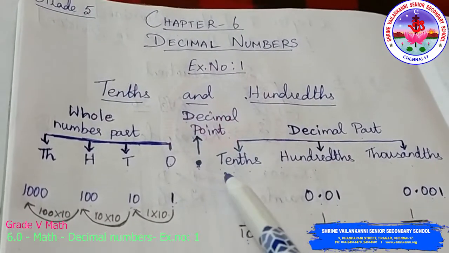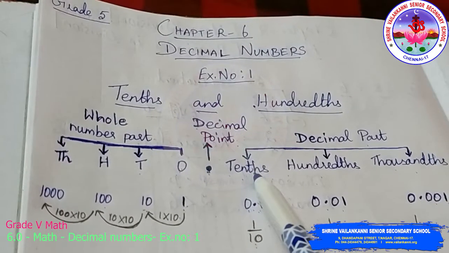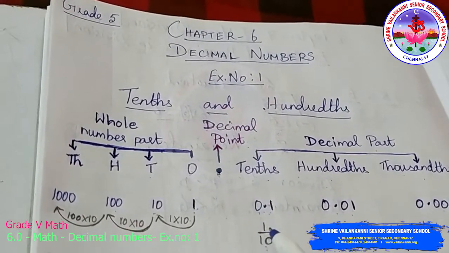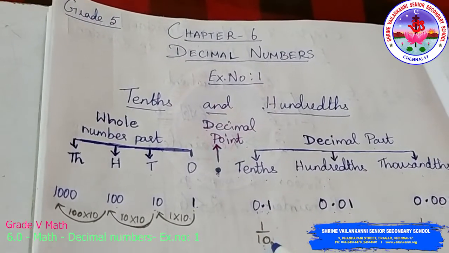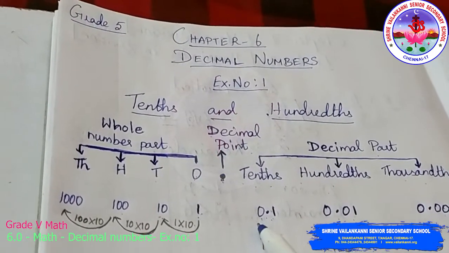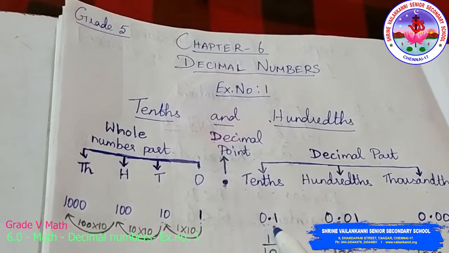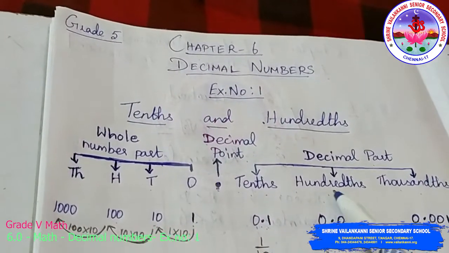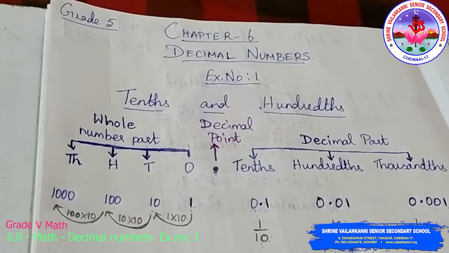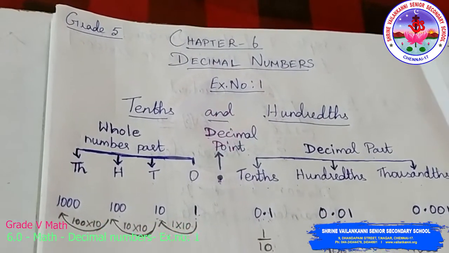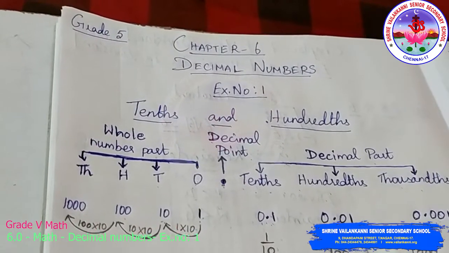That is, this tenth place value, in fraction, you will call it 1 by 10. In decimal you will call it 0.1. Likewise, the hundredth place value, in fraction you will call it 1 by 100. In decimal you will call it 0.01.